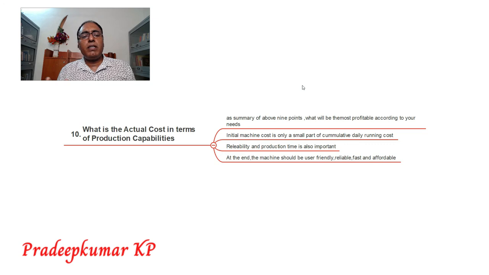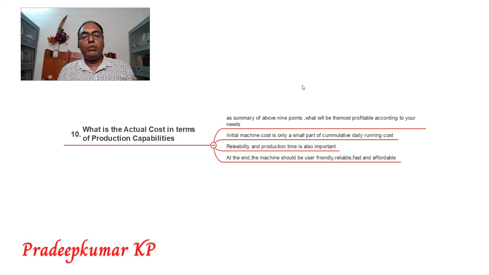Then the last point is the actual cost in terms of production capability, because other than the actual buying cost of the machine, we have to see the cost of the machine in terms of production capabilities. So taking the summary of all these 9 points we just discussed, what will be the most profitable according to your needs? That we have to see. The initial machine cost is only a small part of the cumulative daily running cost. If you take the daily running cost for 10 years, the initial investment in the machine will be very small compared to that.